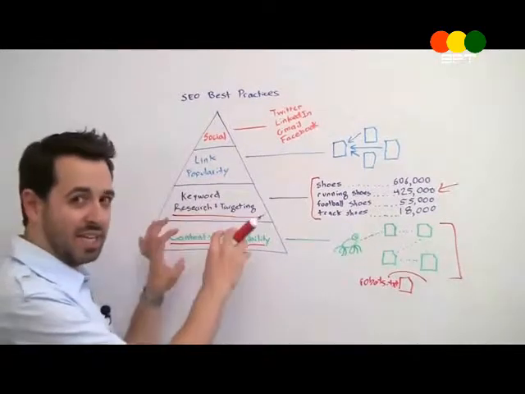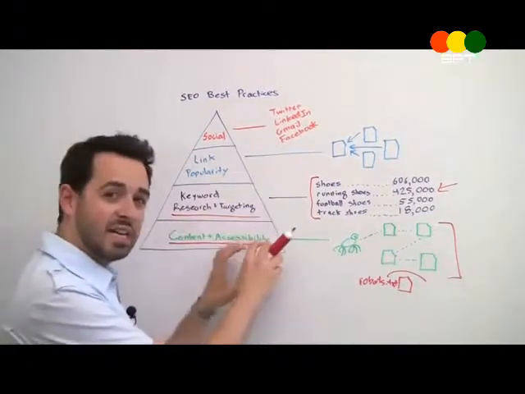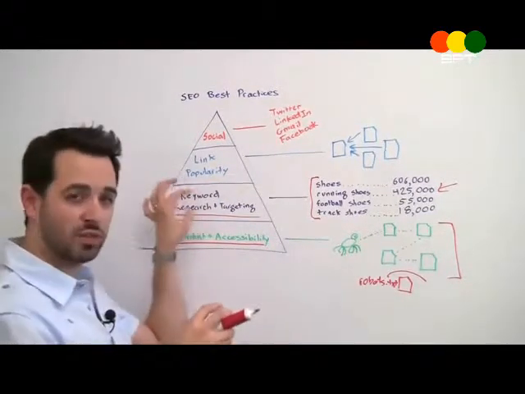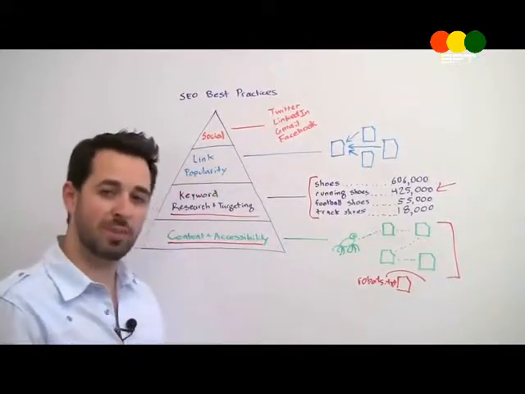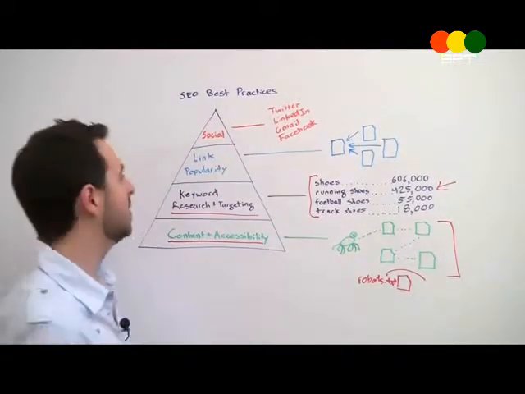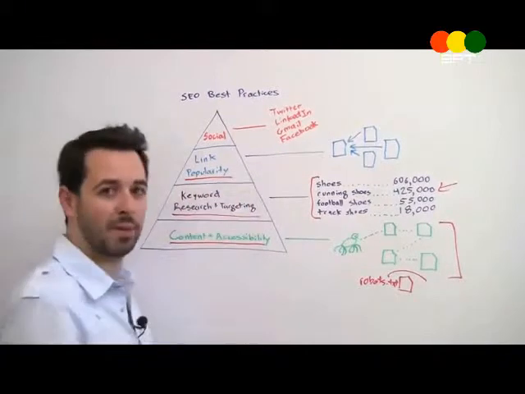Once you've got the content that you need, you've made it accessible to search engines, and you've done your keyword research and put those words on the pages in the right kinds of ways, you're ready to move on to link popularity.